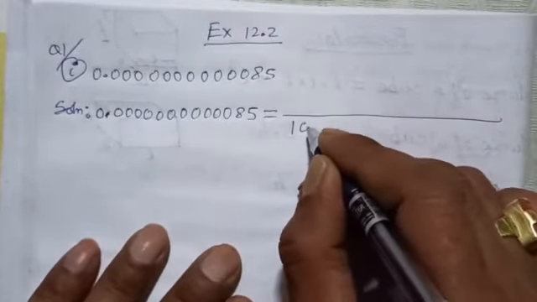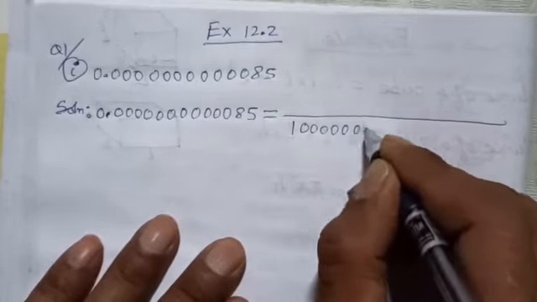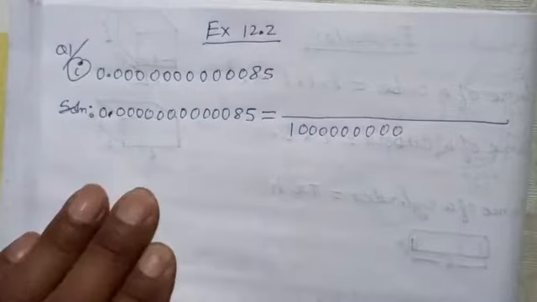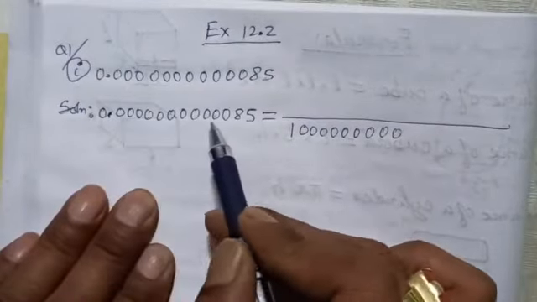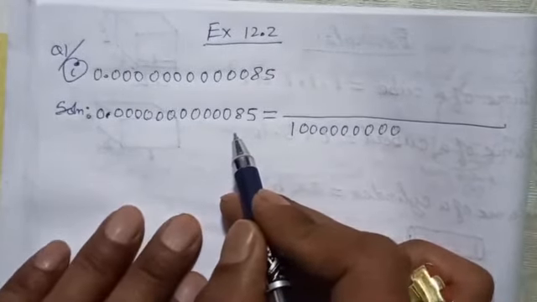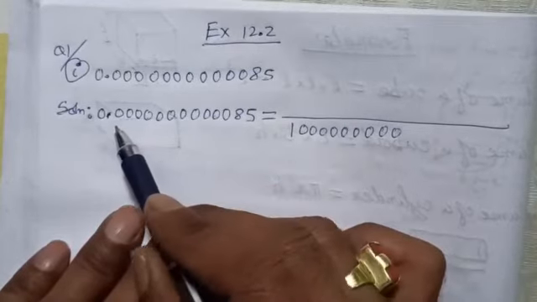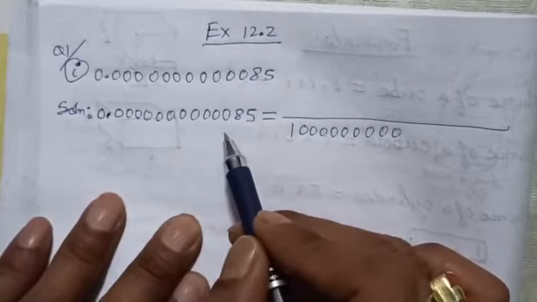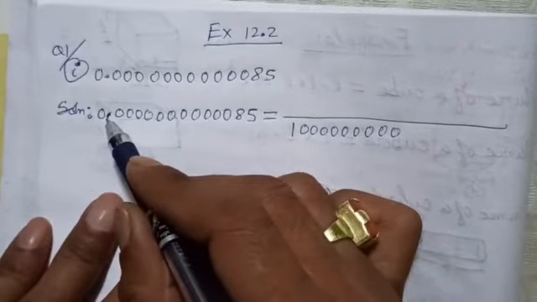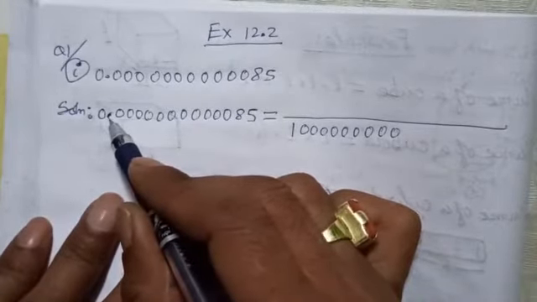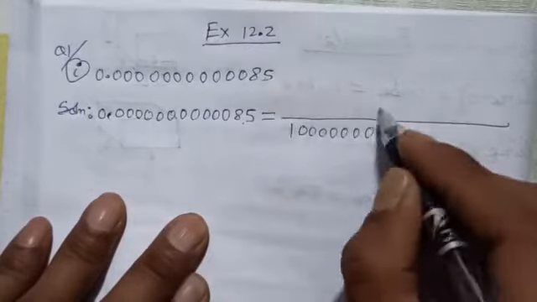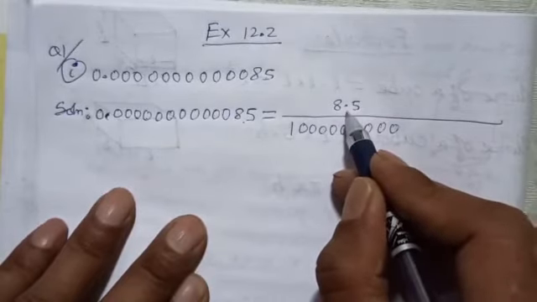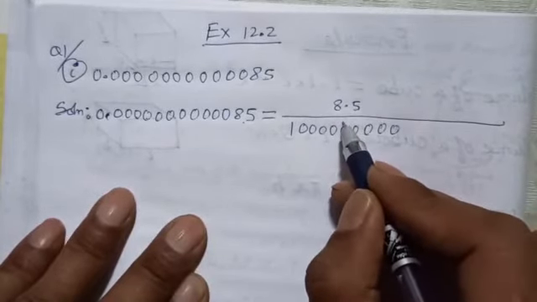To write this given number in the standard form, we have to make this number a number between 1.0 and 10.0. So if we keep this decimal point here like that, 8.5, then this is a number in between 1.0 and 10.0.